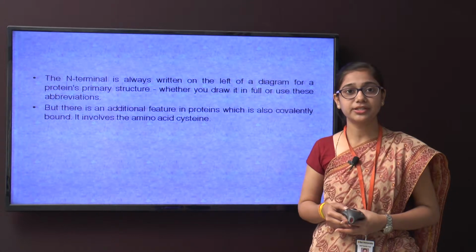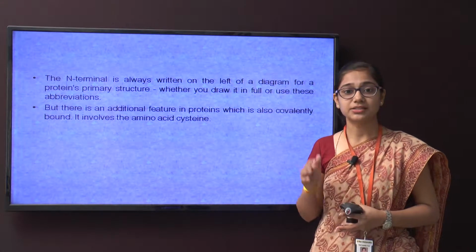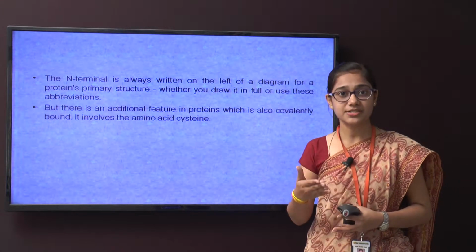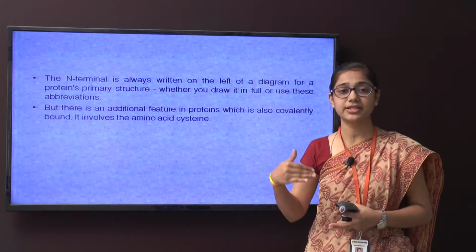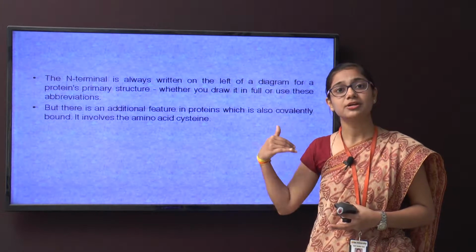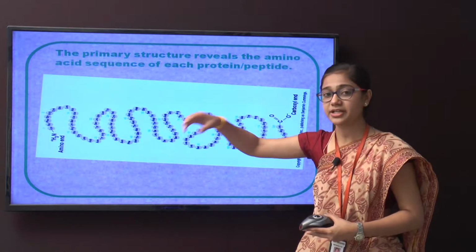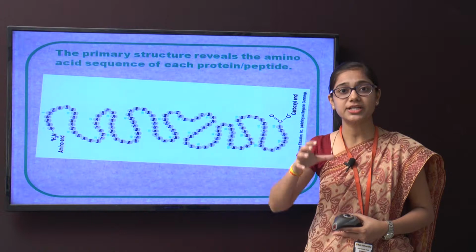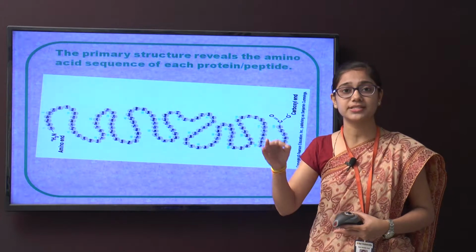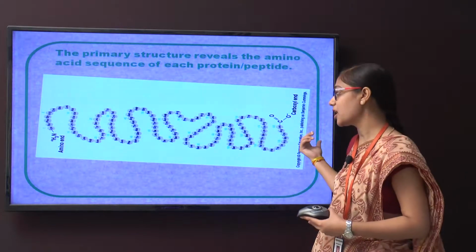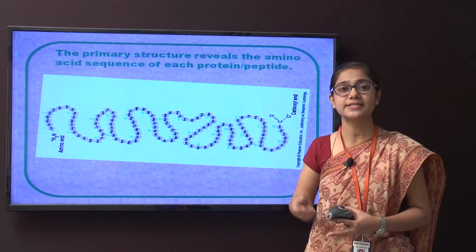In the amino acid sequence, there is an N terminal on the left hand side of the diagram and a C terminal present on the right hand side. You can see here, on the left hand side where the amino group is present, this is known as the N terminal, and where the carboxyl group is present is known as the C terminal.